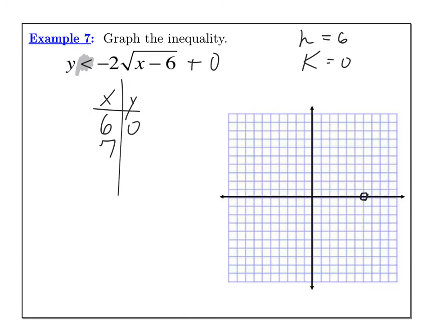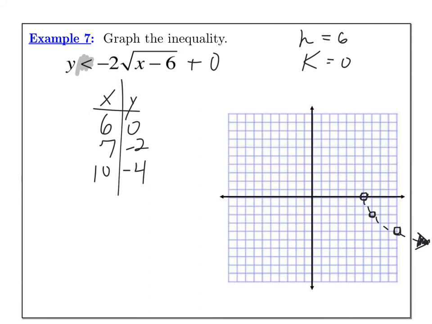Okay, the next x value up is 7, take away 6 is 1, the square root of 1 is 1, times negative 2 is negative 2. Alright, again, it should make sense that we're below this other ordered pair because the a value is negative. 10 minus 6 is 4, the square root of 4 is 2, times negative 2 is negative 4. So we're looking at a graph like this, and we're going to connect it with a dotted line. So there's my graph.